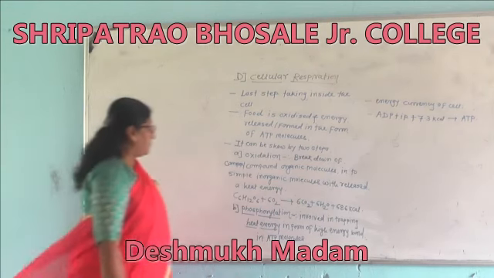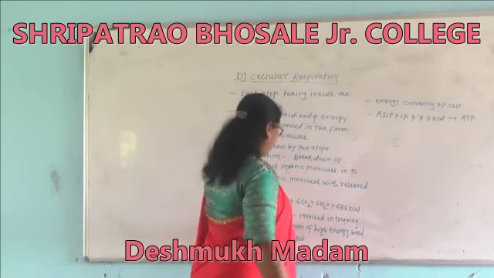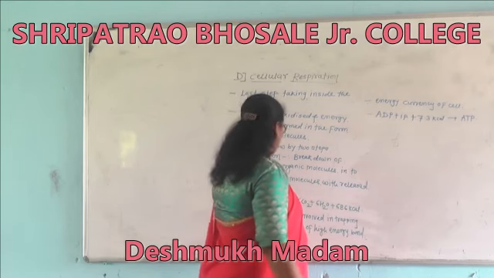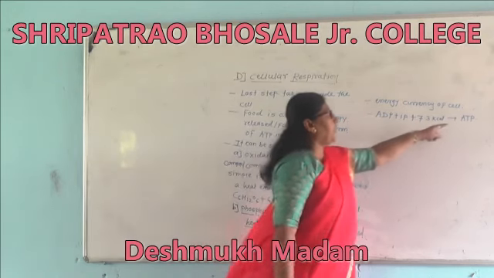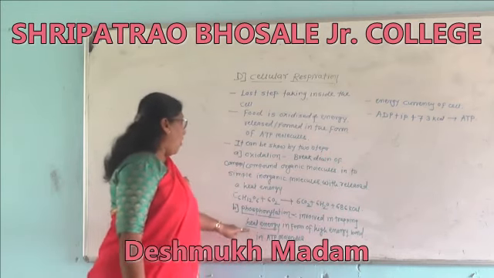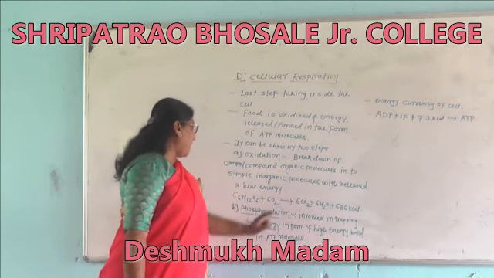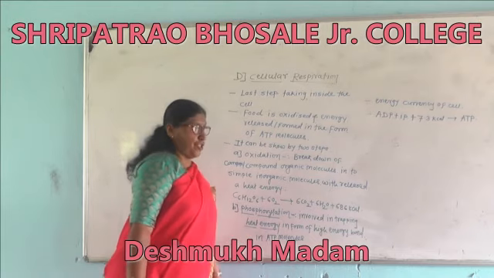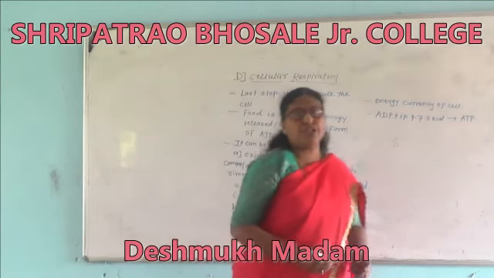In phosphorylation, the high energy bond in ATP is formed due to the trapping of heat energy in the high energy bond.